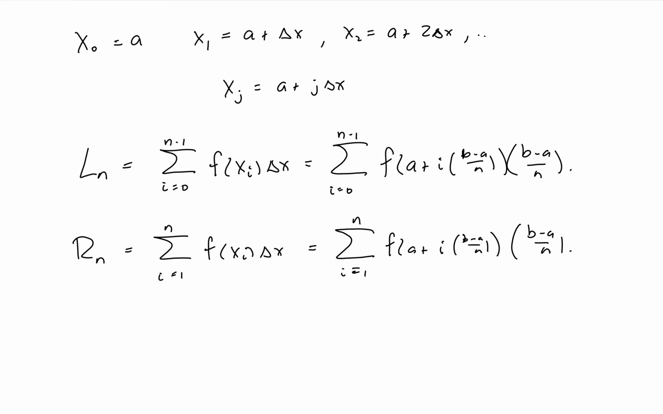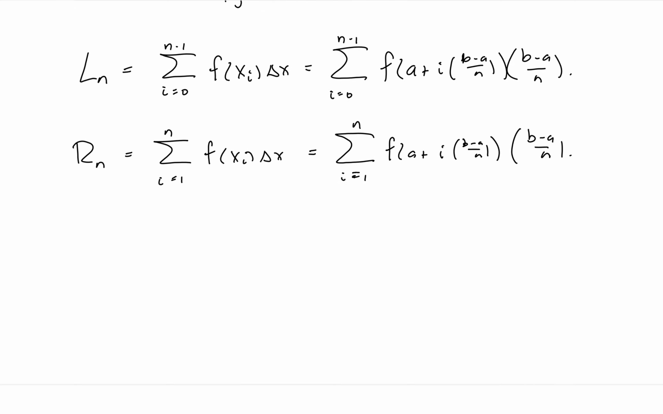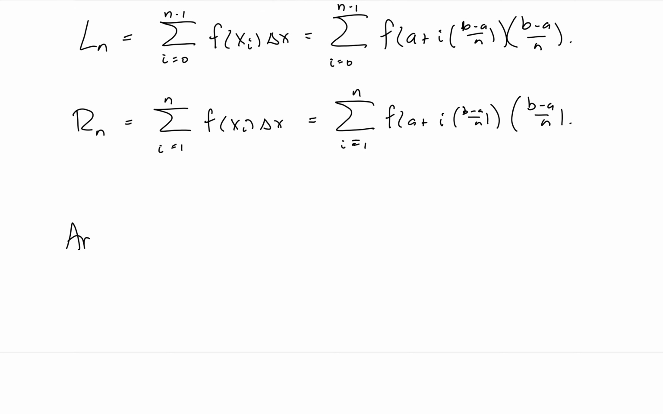Okay. And just like before, we can see if we take more and more of these rectangles, we get a better approximation. So the exact area is going to be the limit as n goes to infinity of, say, Ln or Rn. Either one is fine. They come out to be the same thing in the limit.